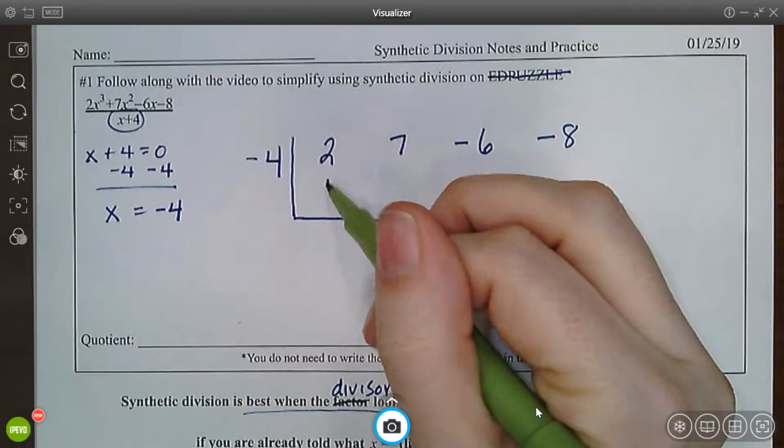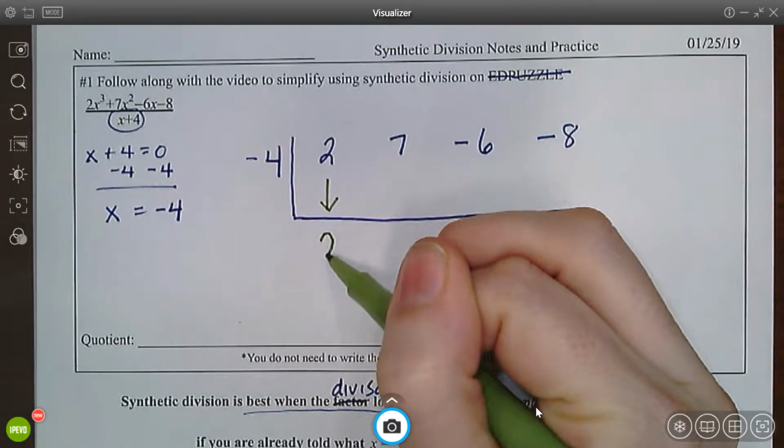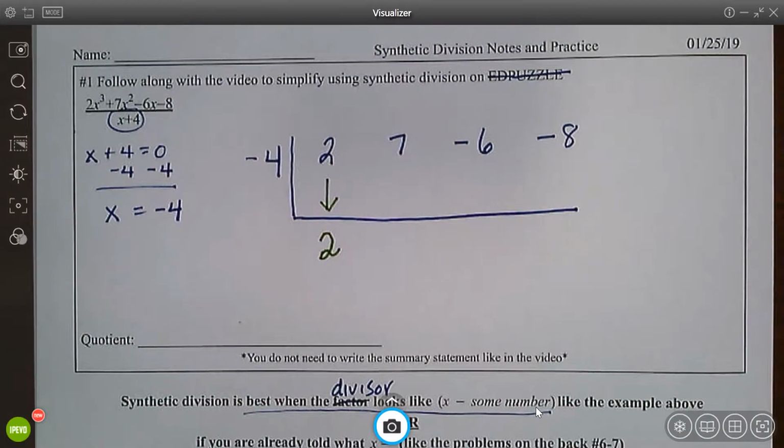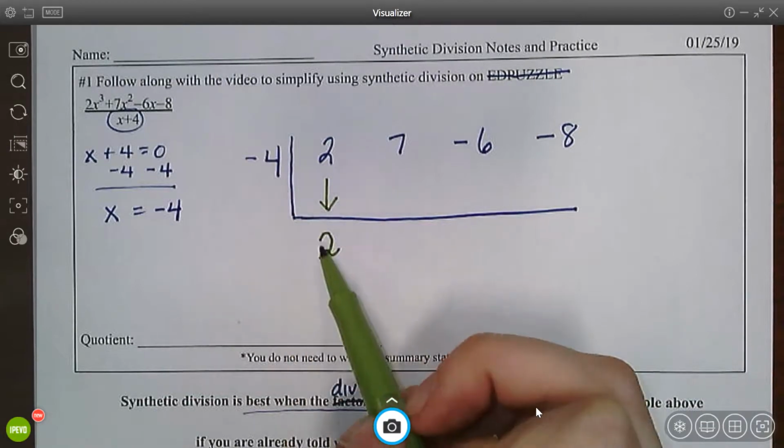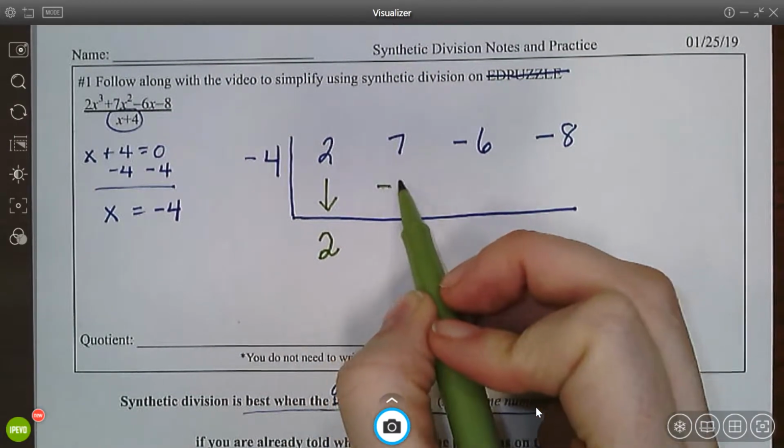So you're going to bring down this 2. It does not change. And what I'm going to do is repeat the same steps over and over again for each column, just like we did in the other ways we divided. So I'm going to do -4 times 2, and I'm going to get -8.